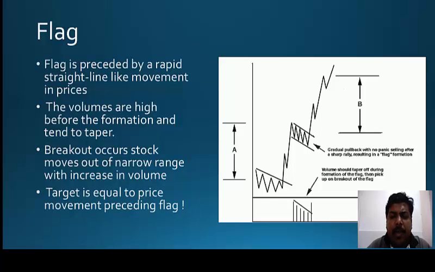For example, if a stock has moved up a basis points in the run preceding the flag, then once the breakout happens, typically the stock will move up at least further equivalent to a basis points. So when you trade in this stock, we typically buy when there's a breakout, and the target price for this trade is equal to the up move before the flag formation.